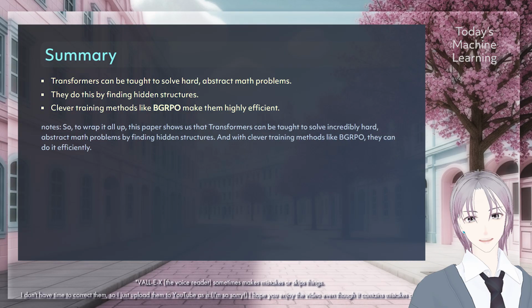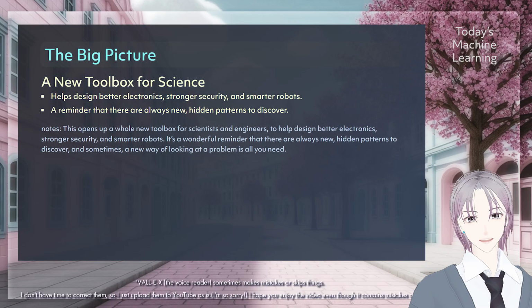So, to wrap it all up, this paper shows us that transformers can be taught to solve incredibly hard abstract math problems by finding hidden structures, and with clever training methods like GRPO, they can do it efficiently. This opens up a whole new toolbox for scientists and engineers to help design better electronics, stronger security, and smarter robots. A wonderful reminder that there are always new, hidden patterns to discover. And sometimes a new way of looking at a problem is all you need.